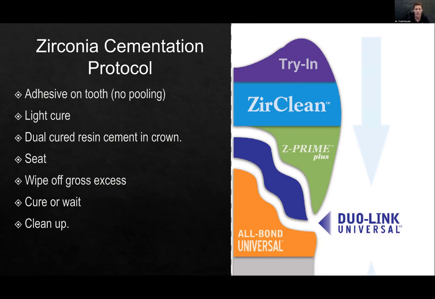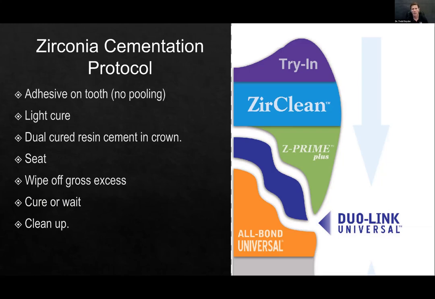You can see it on the slide, right? And then we wipe off the gross excess, leaving some behind. Okay, I don't like to take it all away in case I pull some out of my margin. From there, we go ahead and cure it. Okay, hit it with a light. And if your light doesn't penetrate, well, that's why you use a dual cure. You're allowing it to set up on its own, okay?